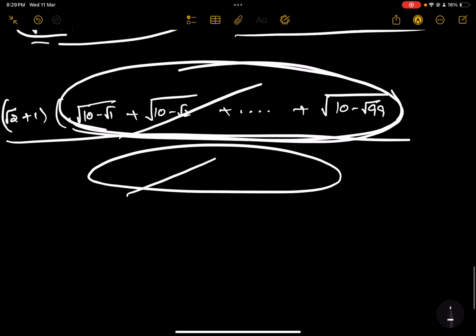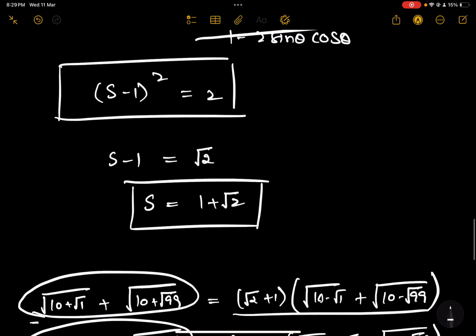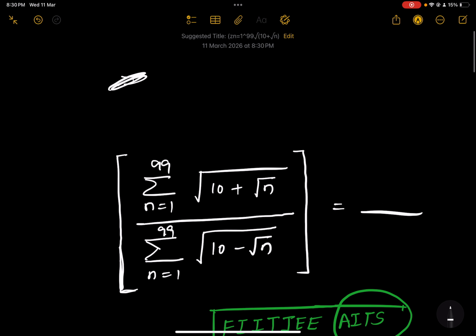And the value of the actual summation which is asked in the question, actual ratio which is asked in the question, is simply square root of root 2 plus 1. This is around 2.4. So therefore, the integral part of that particular ratio is simply 2, which is the answer for your question.